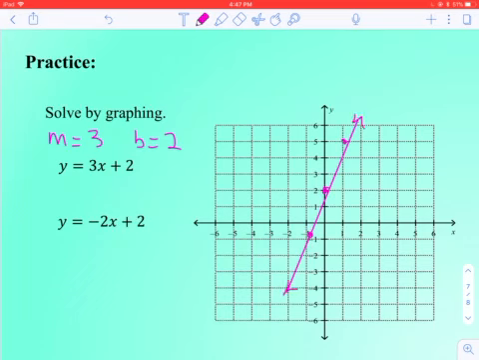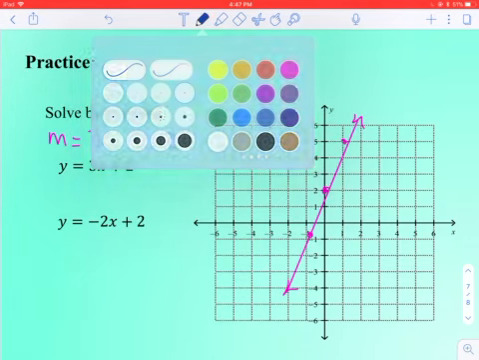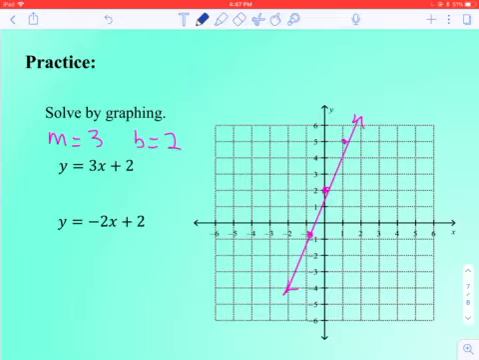And then on the second one, what is the slope and the y-intercept? The slope is equal to negative 2, and the y-intercept is equal to 2. So at 2, I'm going to put a point, and I've already figured out where it is, but I have to draw my line. So my slope is negative 2 over 1. So here's my second line, and I just really need to show where they're crossing. So that is my solution.